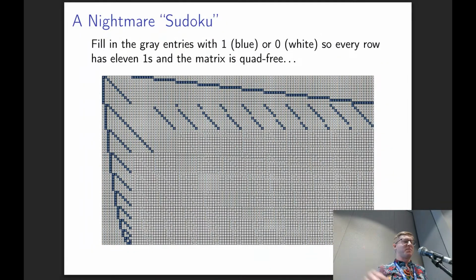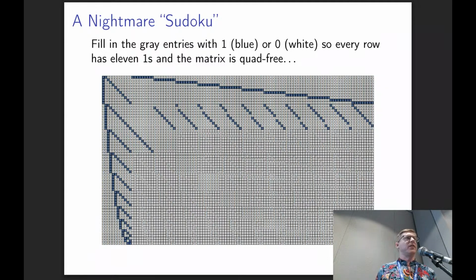Right? So imagine you have a Sudoku book, right? The very last page is the final boss of Sudokus. You have to fill in this matrix. It's not exactly a Sudoku, right? It's a large matrix. You're filling in all of the blank entries, notice the gray ones, with either 0 or 1. Okay? The rule is you have to make every row have exactly 11 ones, and you can't have any quads in the matrix. No rectangles with ones in the corners. What you're doing is you're filling in the incidence matrix of the projective plane of order 10.